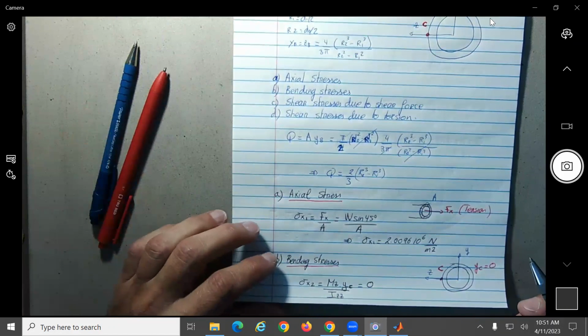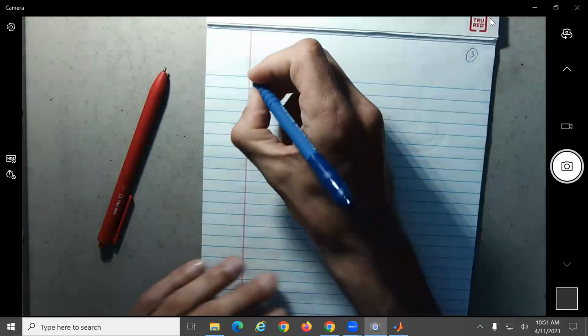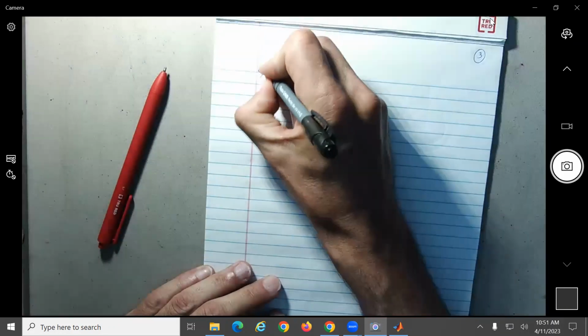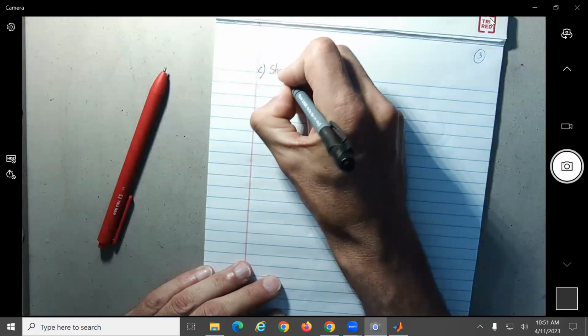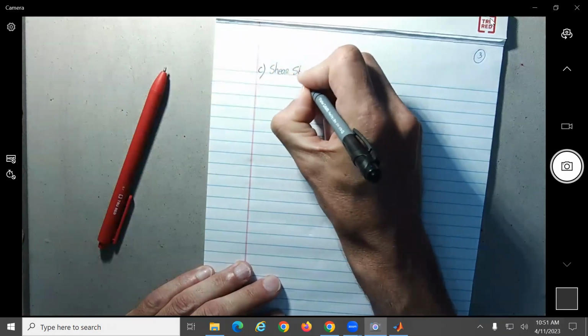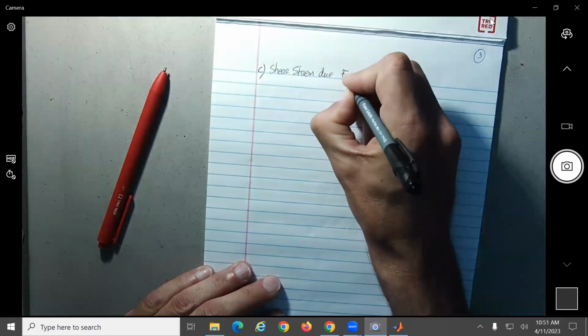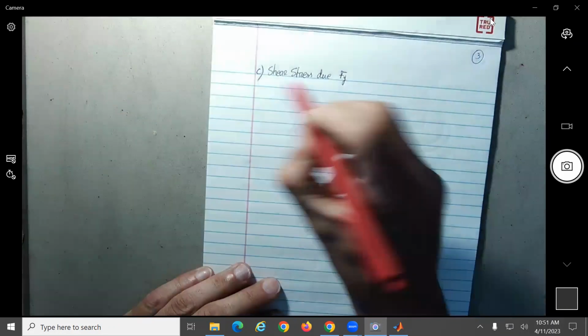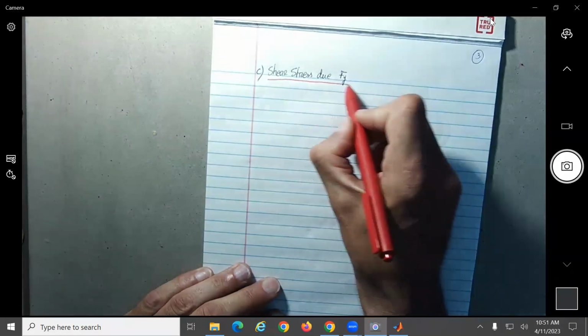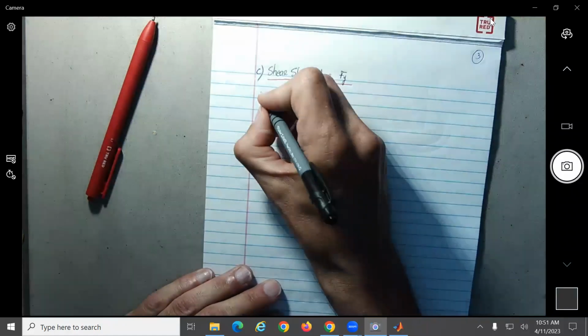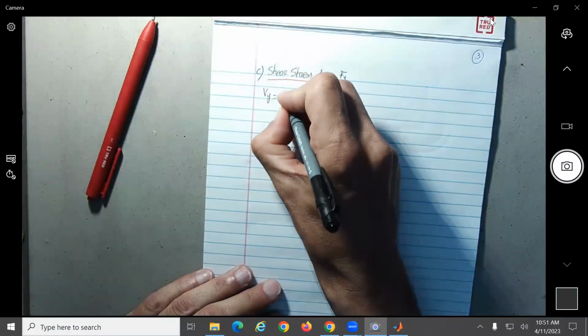Okay, can I move to the next one? So 3. Now we need to look at C, shear stress due to Fy. In this case, I'm going to write first Vy equal to Fy.